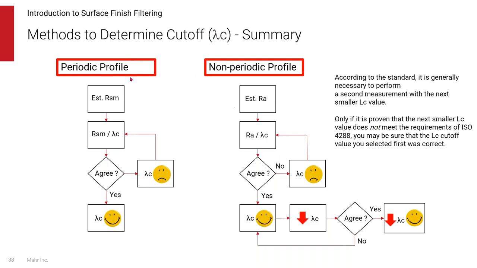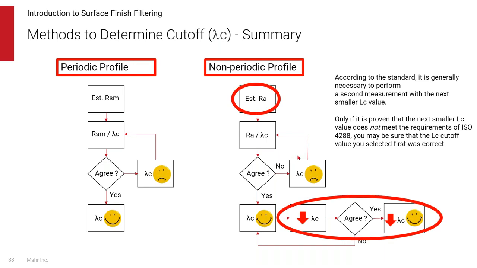So periodic, here's our chart. Periodic is pretty simple: one trace using RSm and the chart. If everything agrees, we got the right cutoff length. With non-periodic ones, we do our trace, get a value based on Ra, and go one step smaller and check it again to see if our data agrees with that or not. So use Ra. If everything agrees with this next smallest one, then we're good.